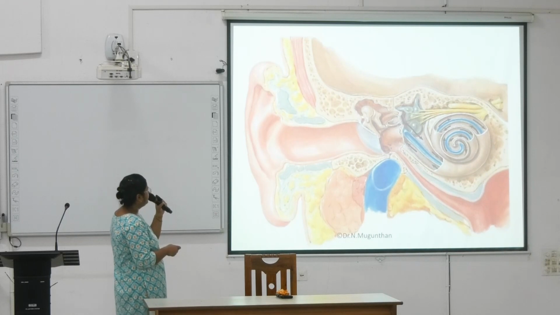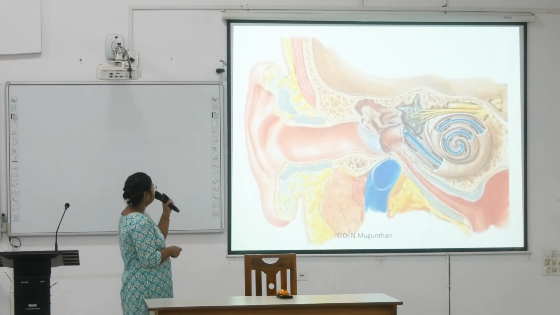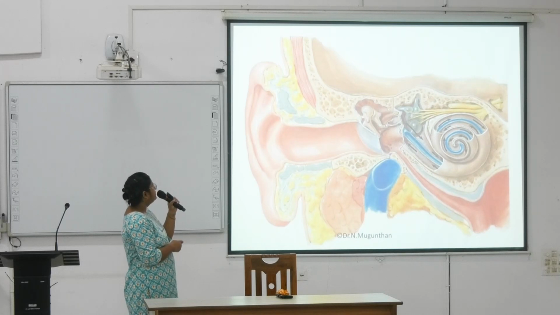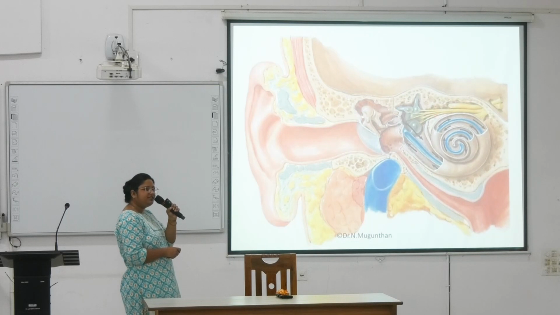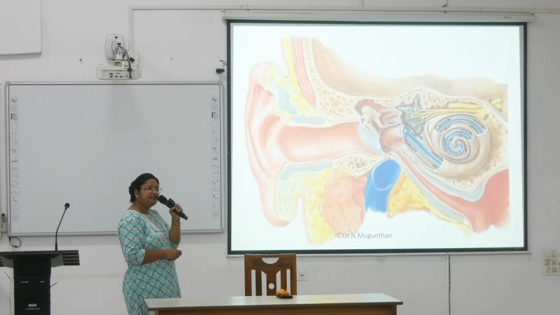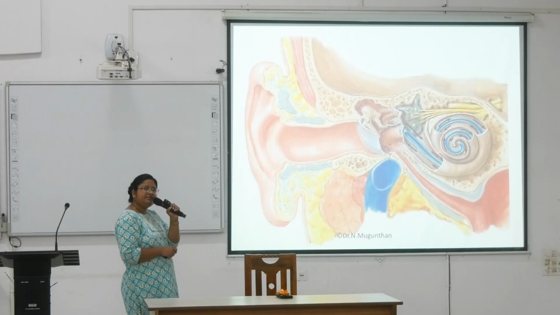See here, this is the tympanic membrane, external auditory meatus. Here is the auricle or pinna. These parts are forming the external ear. Here is the middle ear cavity. Three bones you can see: malleus, incus, and stapes. The handle of the malleus is attached near the middle of the tympanic membrane, and the tympanic membrane is concave from outside and convex from inside.